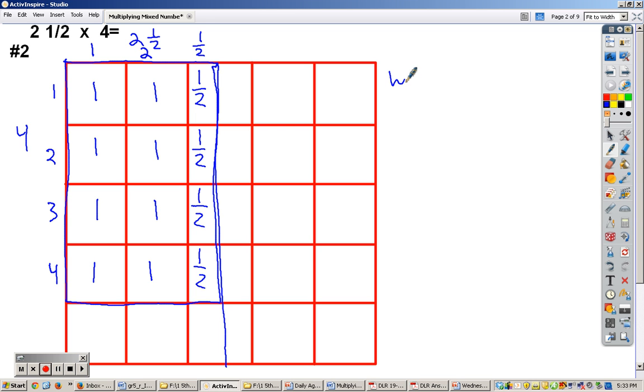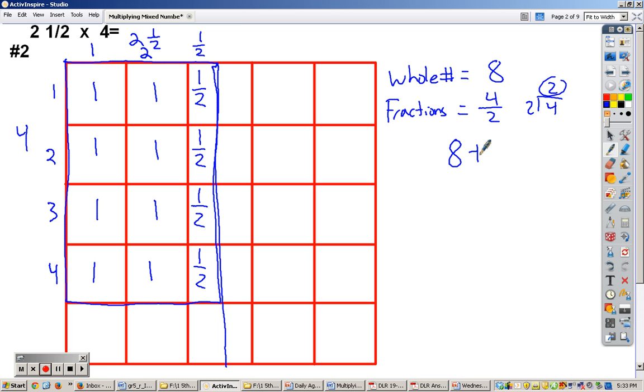First I'm going to add my whole numbers. My whole numbers are going to equal 1, 2, 3, 4, 5, 6, 7, 8. Adding them up, 8. Now I'm going to add up my fractions. Fractions, 1/2, 2/2, 3/2, 4/2. Well, that's an improper fraction. Convert that to a whole or mixed number. 2 goes into 4 2 times. So I got a whole number. I add my 2 numbers up. 8 plus 2 equals 10. So your area there is 10.